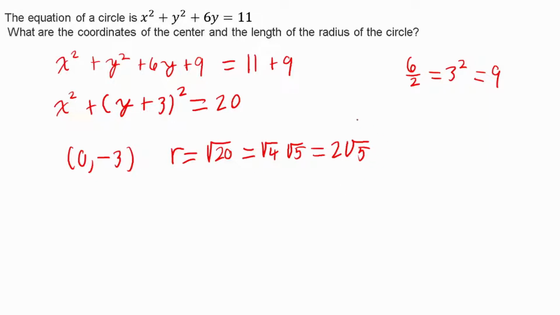So just be careful because they might give you the option of the square root of 20, but they might also give you the option of 2 square root of 5. So these are our answers right here. It's 0, -3 as my coordinate, and then the square root of 20 or 2 square root of 5. They equal the same thing.